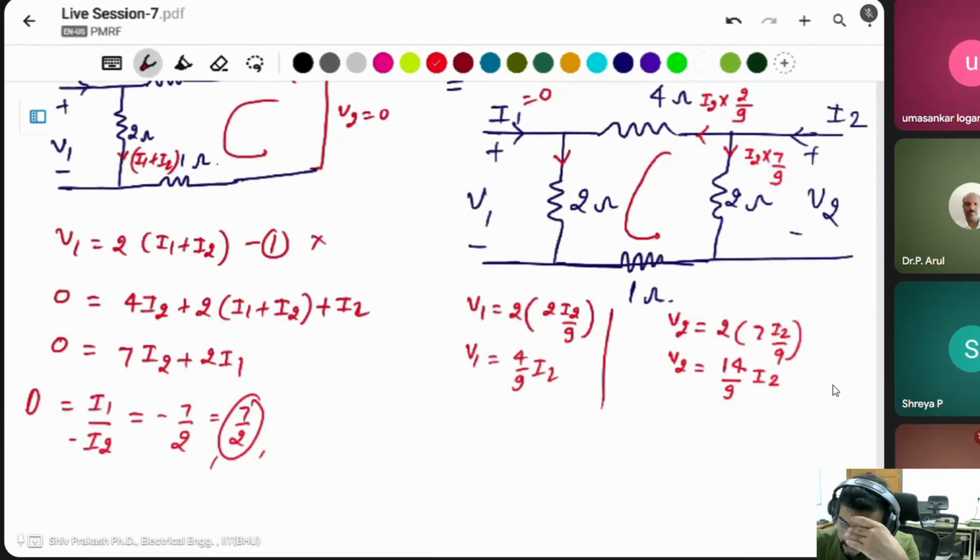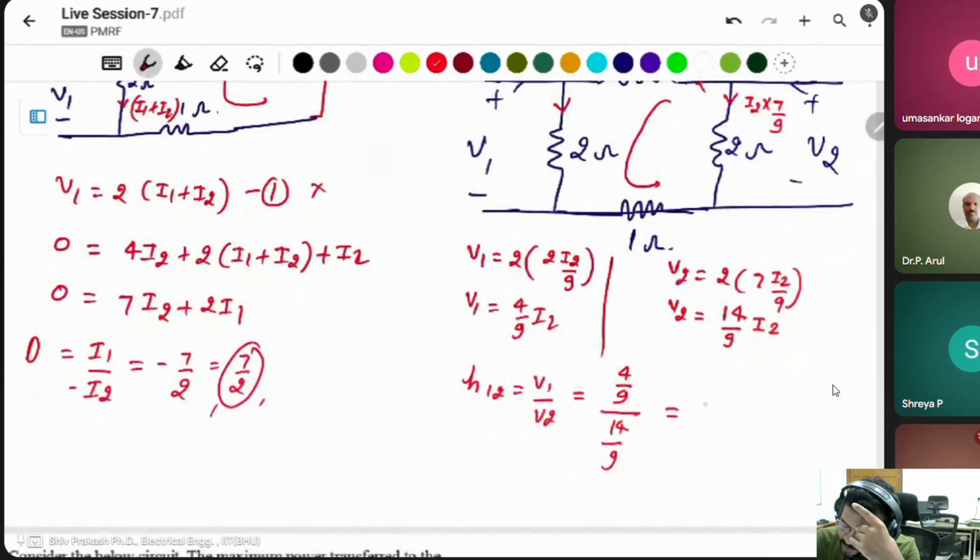Sorry, for the parameter H12, V1 by V2. Simply you can divide these two equations. It will be 4 by 9 divided by 14 by 9. I2 will be cancelled out, 9 will be cancelled out, 4 by 14 is equal to 2 by 7. Okay.